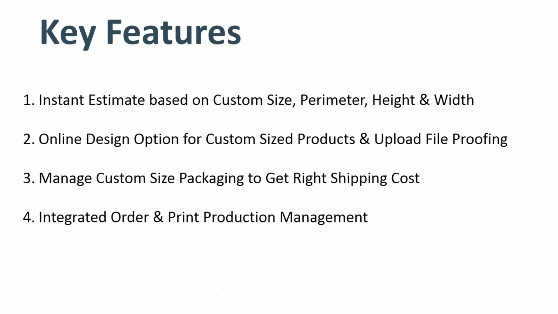The key feature it has is instant estimation based on custom size, perimeter, height, and width. So your customer can get an instant estimate by visiting your online store. Next is an online design option, so they can prepare their own files using HTML5 Designer Studio, and if they have a ready file, they can upload it and process the order. The third is custom size packaging to get the right shipping cost, where you can configure your products, and per product you can also configure the shipping packages, which gives buyers an instant estimate with the correct shipping cost.